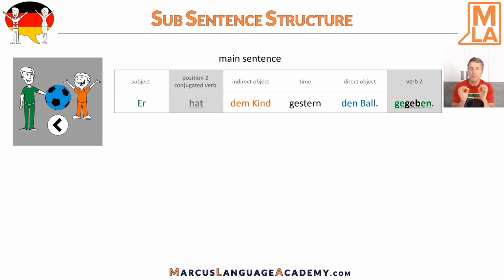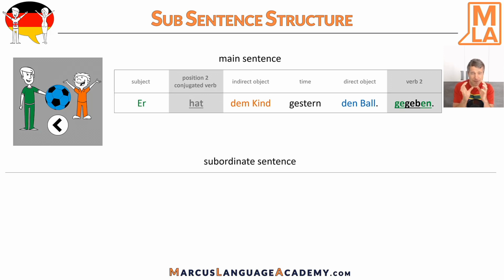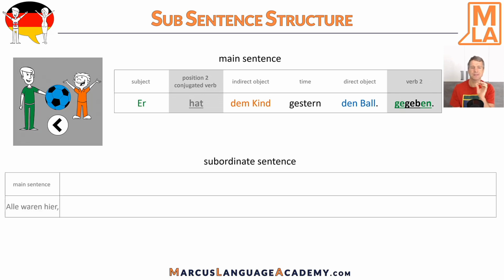So, how do we make a sub-sentence out of this? Okay, first we need a main sentence again. And after the comma is the conjunction. We have learned that when in German is wenn, but for actions in the past, we use als for when. So please be careful. So what happens to the structure of the main clause?